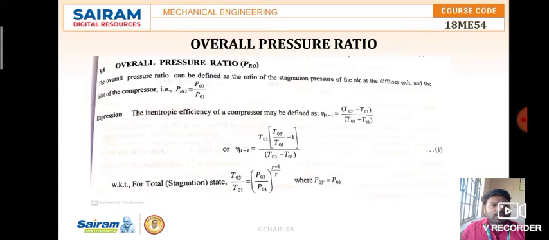Then we will see the overall pressure ratio. The overall pressure ratio is defined as the ratio of the stagnation pressure of the air at the diffuser exit to that at the inlet of the compressor.